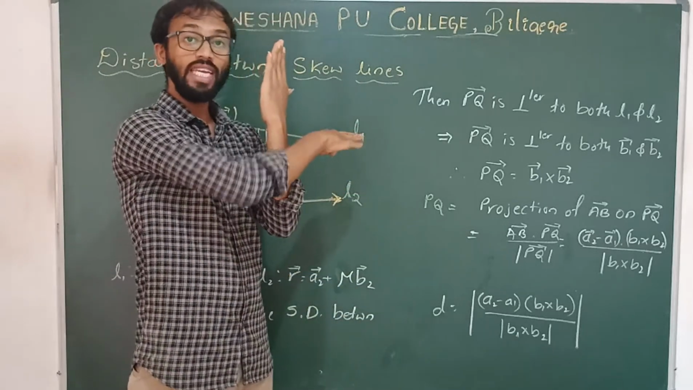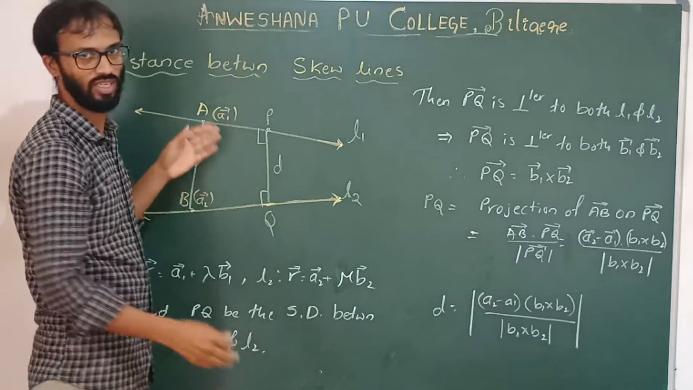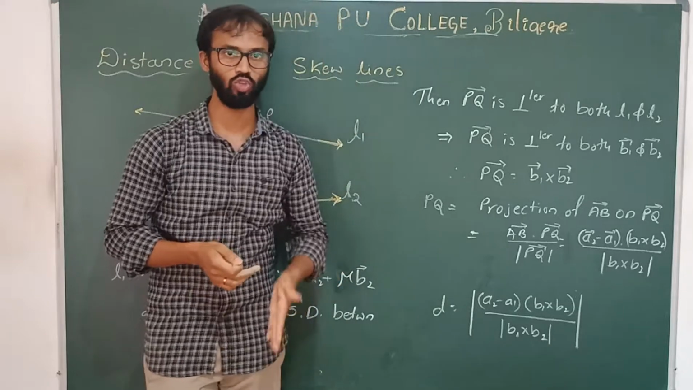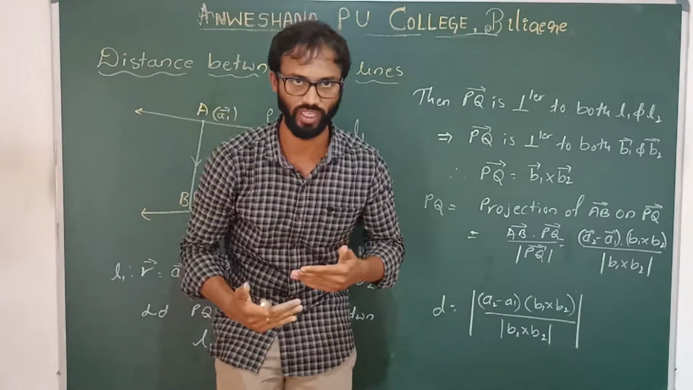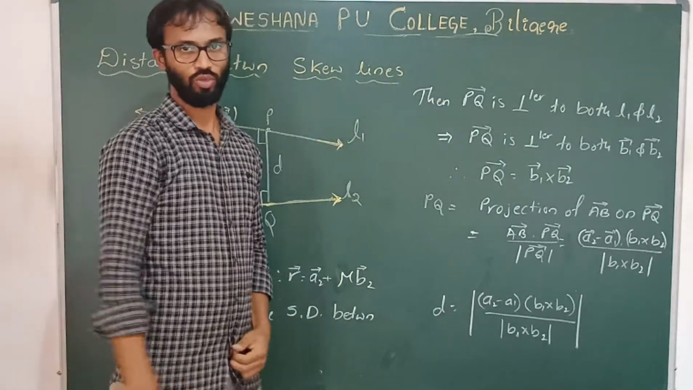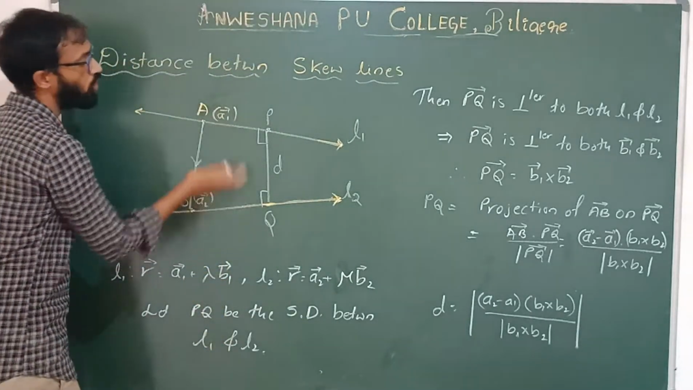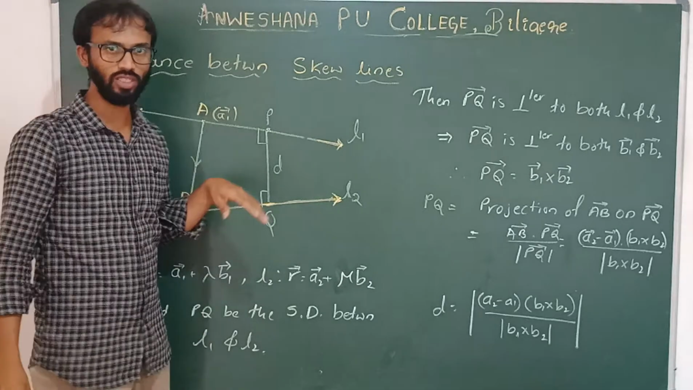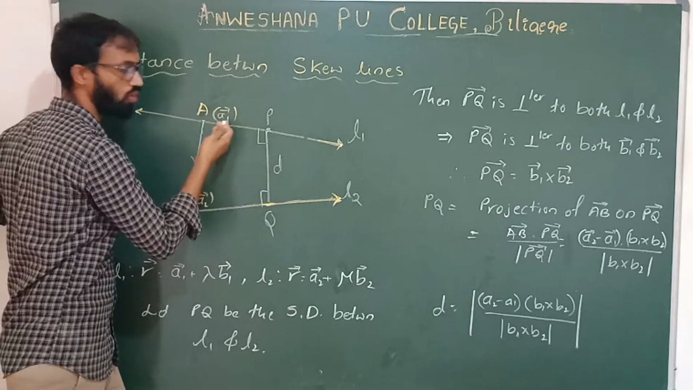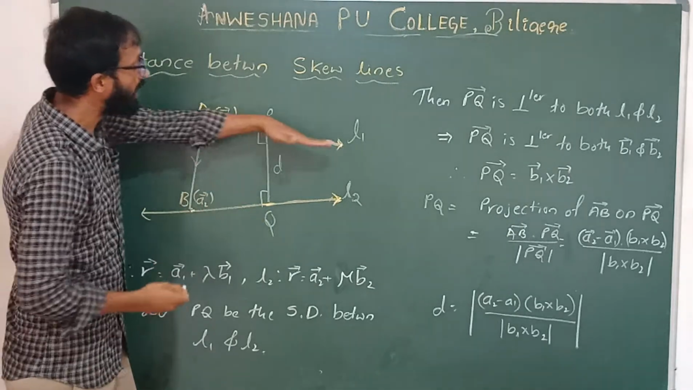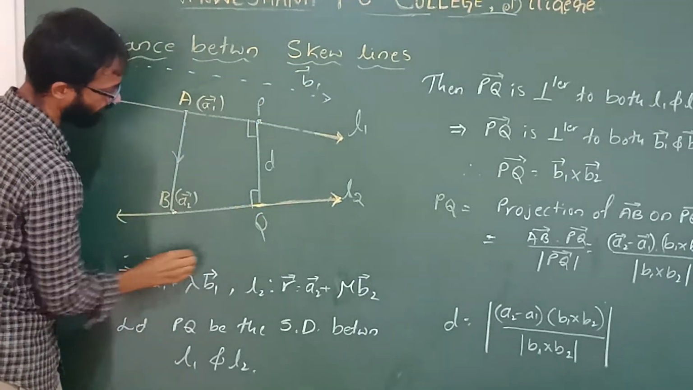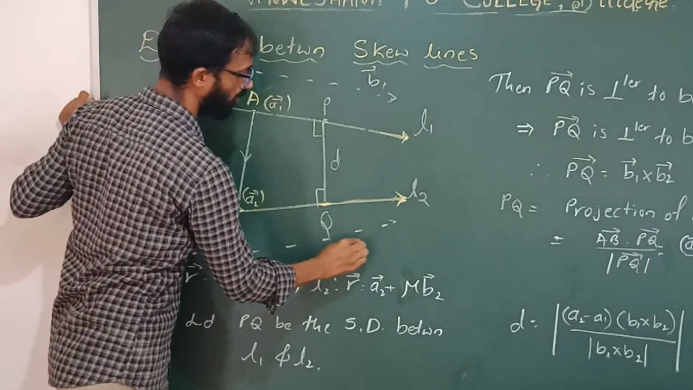Now I need to find the shortest distance between them. Yes, the shortest distance is nothing but the one perpendicular to both vectors, correct? So to find the shortest distance between these two, I need to take the perpendicular to both vectors. That's the way I need to find it. Now let me find the distance between your two skew lines. Let me take two lines, L1 and L2, passing through the points A1 and A2. L1 is passing through A1 and L2 is passing through A2, whereas L1 is parallel to vector B1 and L2 is parallel to, imagine, vector B2.